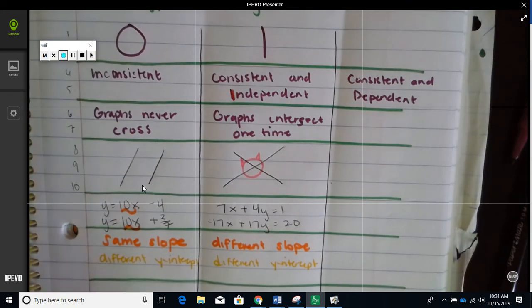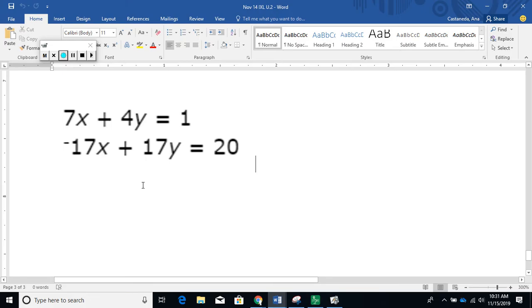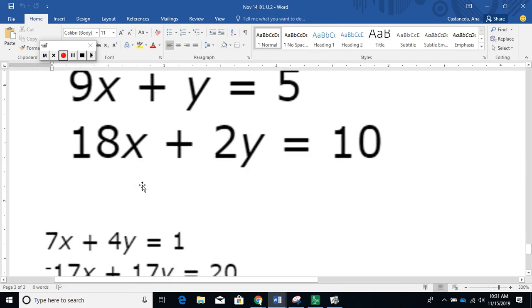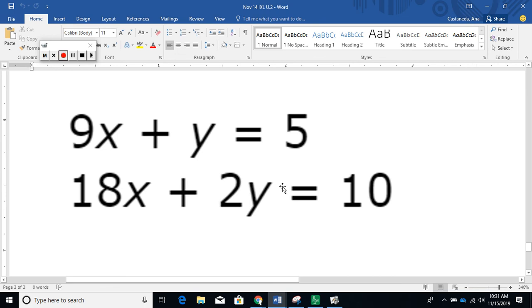I'll show you. Alright, so the next set of equations we're going to graph is this one right here, the one in the middle. Please graph that. So go to new document, the same steps on page 54, new document.